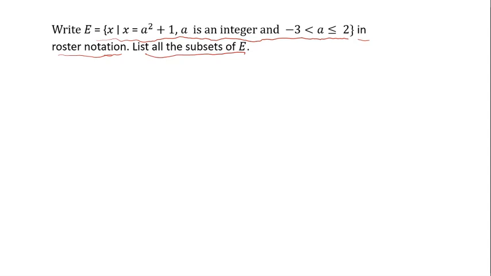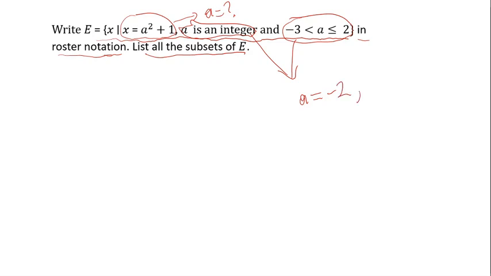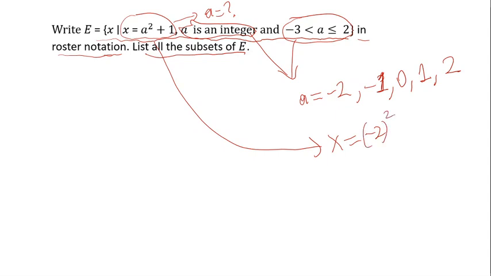This x here depends on a. So what is a? It says a is an integer and it has this property. So it means a should be -2, -1, 0, 1, and 2. So in this case, x is equal to -2 squared plus 1.